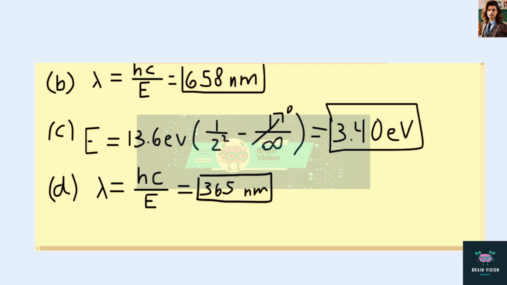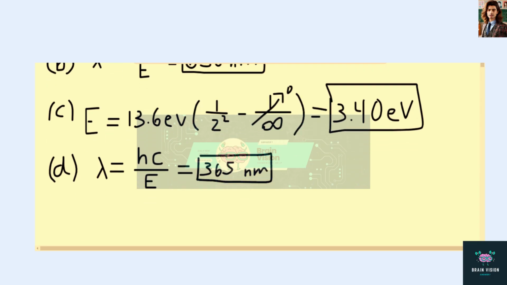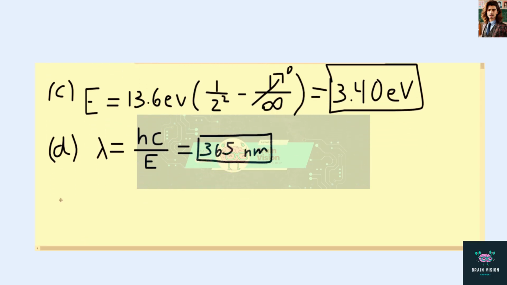And then lastly, part E says, what is the shortest possible wavelength in the Balmer series? Well, the Balmer series is going from some higher value down to n equals 2. And so that means we found the shortest possible wavelength in the Balmer series. It's the wavelength that was given in part D. So the shortest possible wavelength in the Balmer series is just simply 365 nanometers. We can box that in as our solution to E.